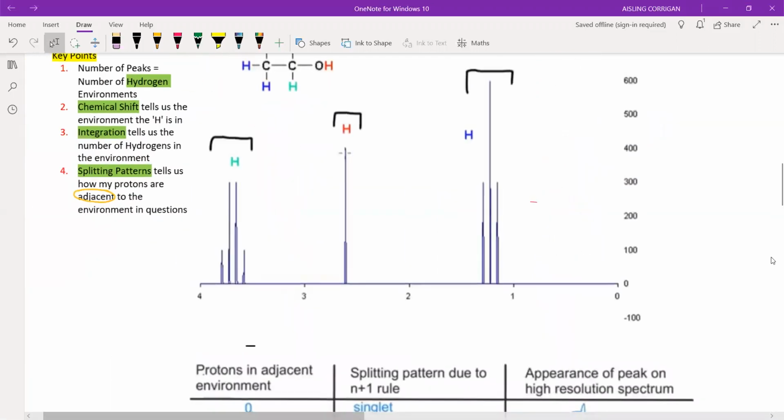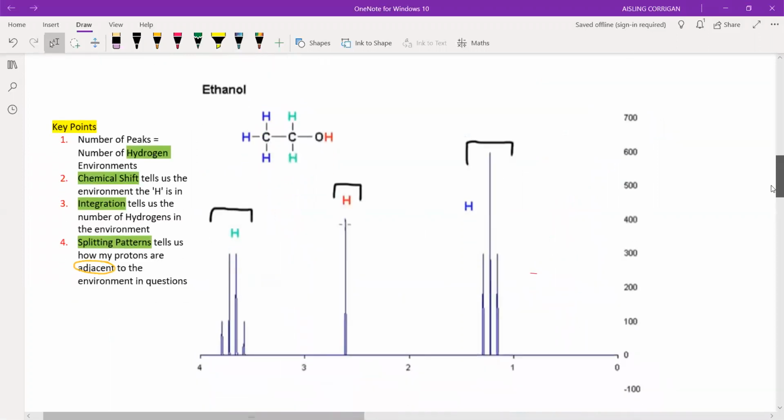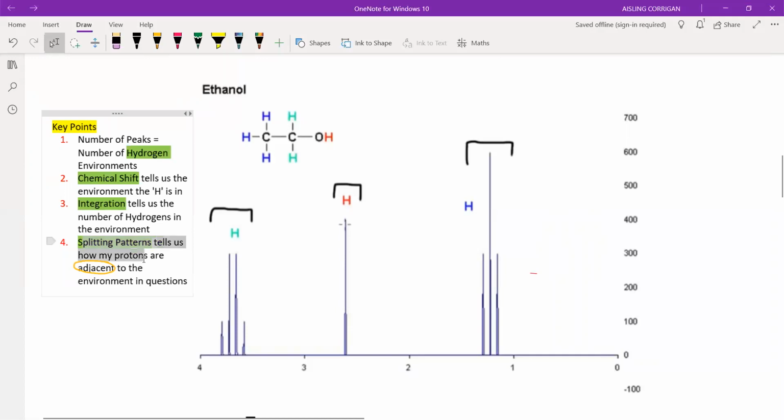So this is the kind of spec that you're going to come across when you look at any of the questions. So we see here that this is a spec for ethanol. So we throw ethanol into the machine and this is what comes out the other end. And it's nicely color coded. It's a nice little transition to whatever these guys are about. These are what's called our splitting patterns.